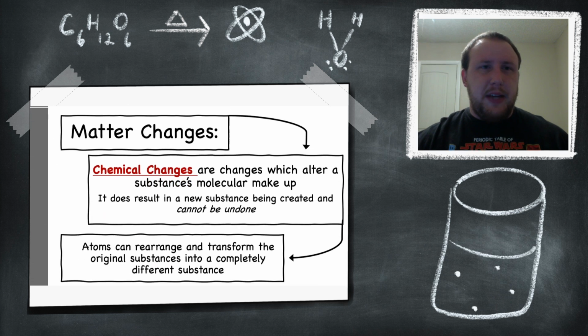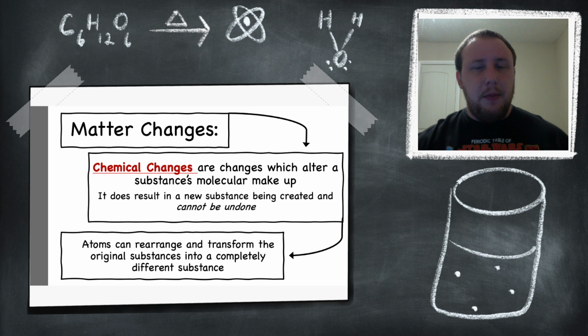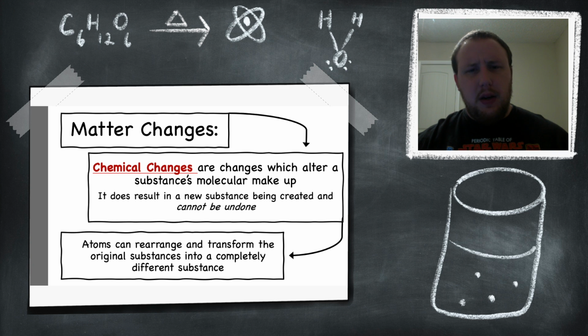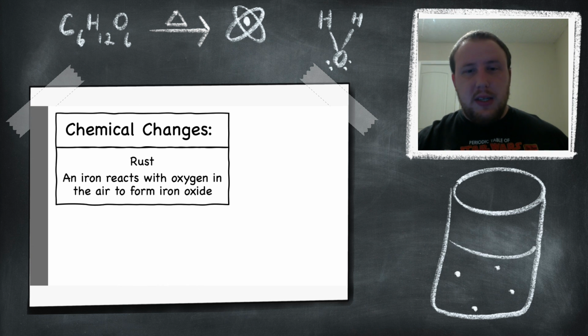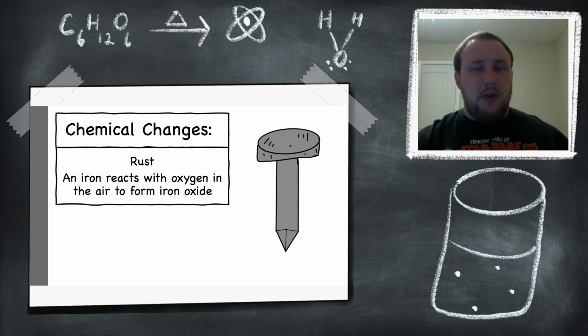On the opposite end of the spectrum, we have chemical changes. Chemical changes result in a new substance being made. It cannot be undone. When a chemical change occurs, atoms come in and change up the molecular makeup of the substance. Once that happens, it can't be reversed. That's when we say a chemical change occurs. An example of this would be the rusting of a nail. We put an iron nail outside, and that nail reacts with oxygen in the air, and it forms what we call iron oxide, or rust.